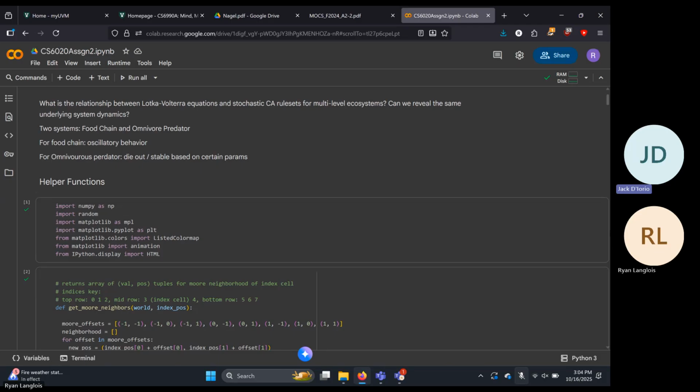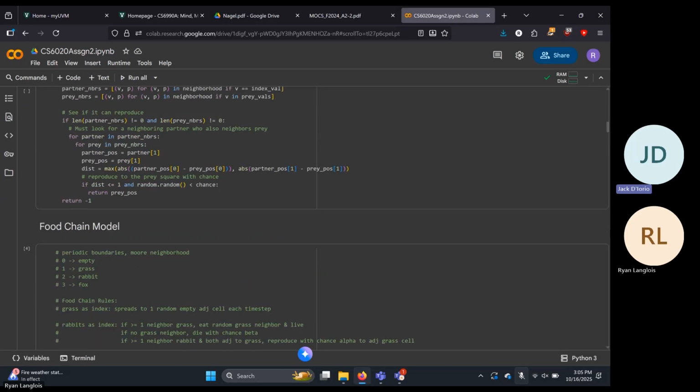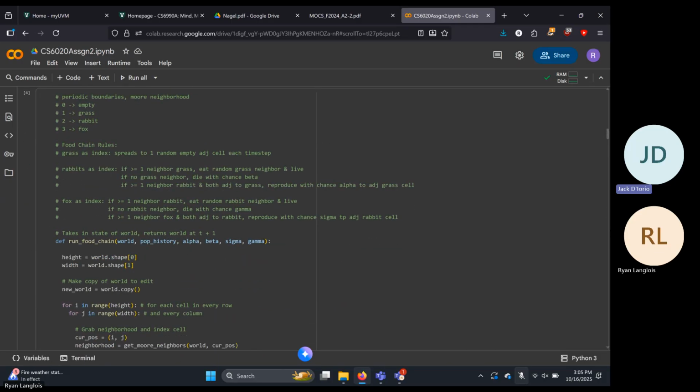So scrolling down to the rule set of our food chain model, we have periodic boundaries in a Moore neighborhood where 0 is empty, 1 is grass, 2 is rabbit, and 3 is fox. The grass as an index will just spread to one random empty adjacent cell. We have evaluated a time step as the time guaranteed for grass to spread to a neighboring cell. Rabbits will attempt to eat a random grass neighbor.